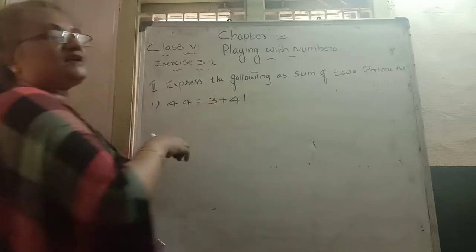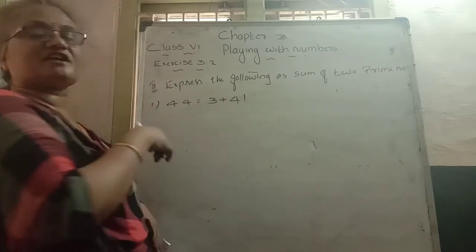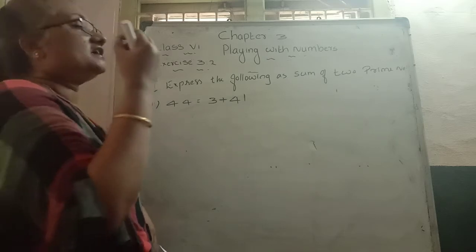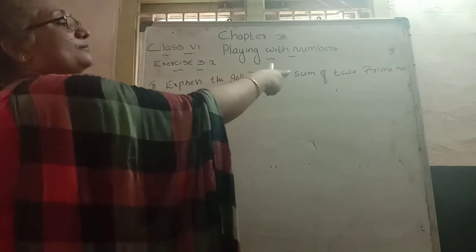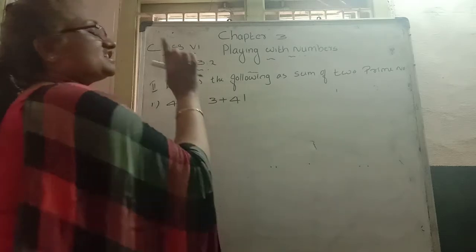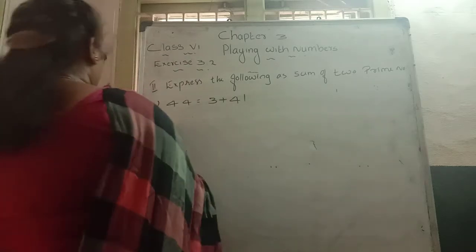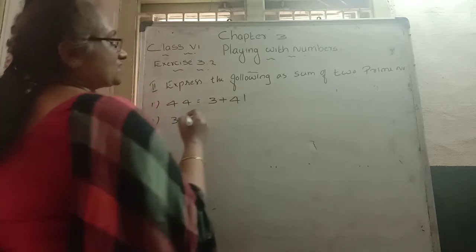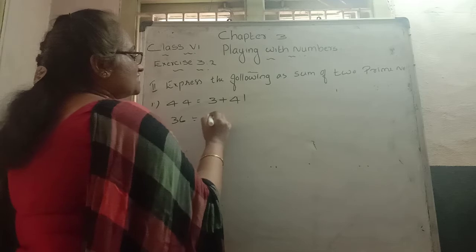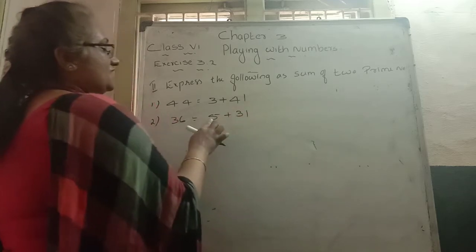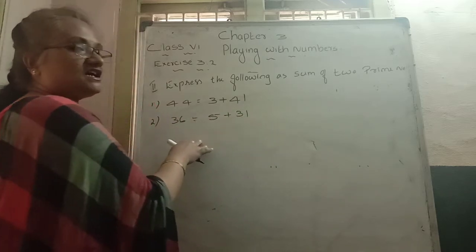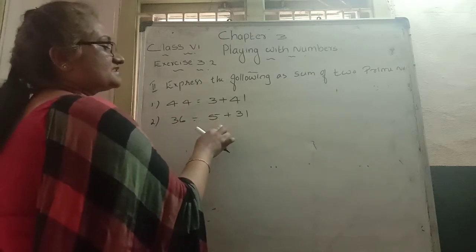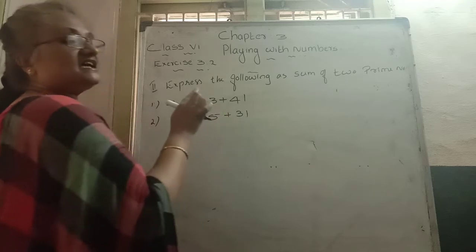So 44 we can express as 3 plus 41. That means 3 is a prime number, 41 is also a prime. They ask like that only: express each as a sum of two prime numbers. So we can write it as 3 plus 41. One more question, 36. How to write 36? 5 is added with 31. 5 plus 31 becomes how much? 36 is the answer. So 36 we can write in the form of 5 plus 31.